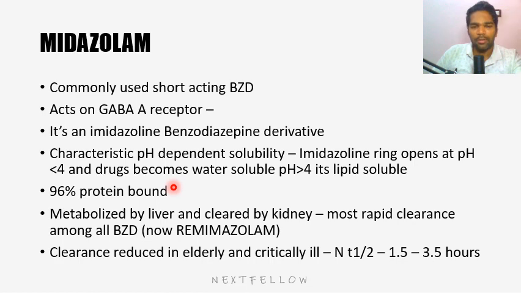So it rapidly crosses the blood-brain barrier and it acts on the brain. So that is how it produces its effect. It very easily crosses the blood-brain barrier, and it is 96% protein bound. Like your bupivacaine, your thiopentone, ketamine, it is highly protein bound, and it is metabolized by liver and cleared by kidney. So most of the anesthetic drugs are metabolized by liver and cleared by kidney, and it is one of the drugs which is most rapidly cleared among all benzodiazepines.